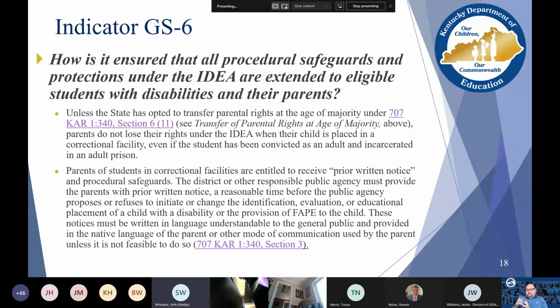So the district or other public agency must provide the parents with prior written notice a reasonable time before the public agency proposes or refuses to initiate or change the identification, evaluation, or educational placement of a child with a disability or the provision of FAPE to a child. These notices must be written in language understandable to the general public and provided in the native language of the parent or other mode of communication used by the parent unless it is not feasible to do so.